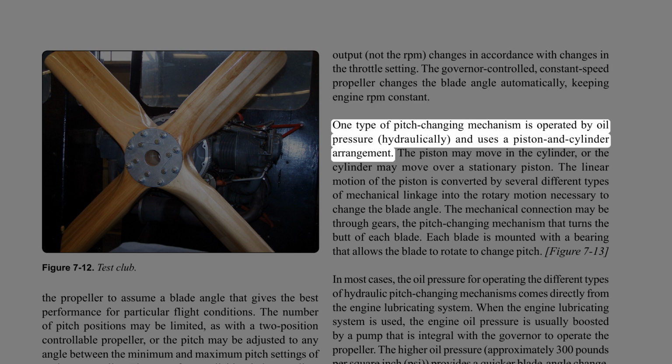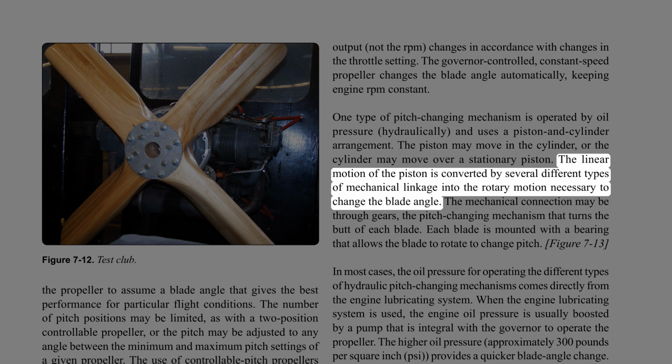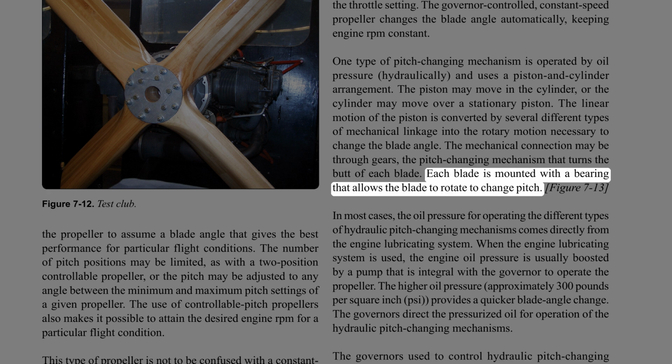One type of pitch-changing mechanism is operated by oil pressure, hydraulically, and uses a piston and cylinder arrangement. The piston may move in the cylinder, or the cylinder may move over a stationary piston. The linear motion of the piston is converted by several different types of mechanical linkage into the rotary motion necessary to change the blade angle. The mechanical connection may be through gears, the pitch-changing mechanism that turns the butt of each blade. Each blade is mounted with a bearing that allows the blade to rotate to change pitch.